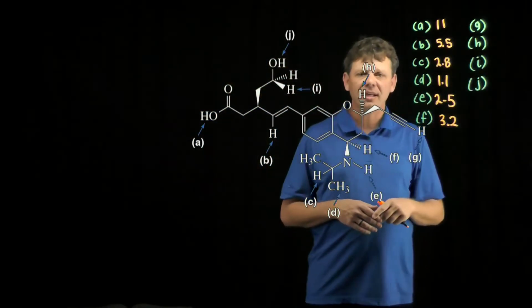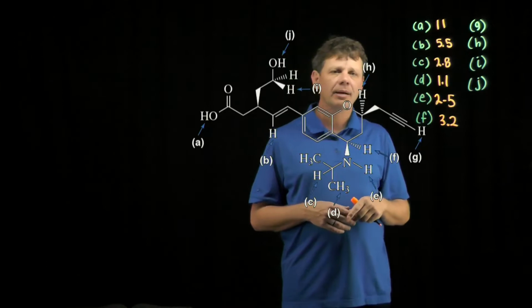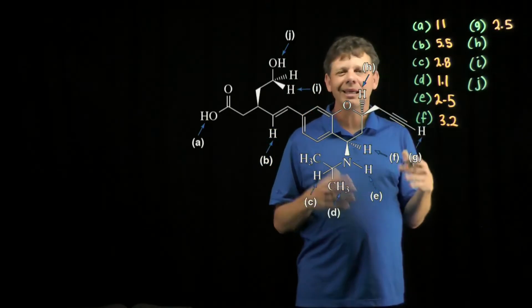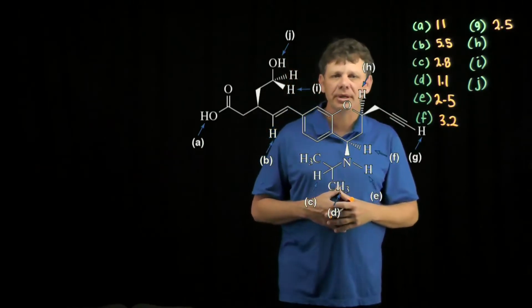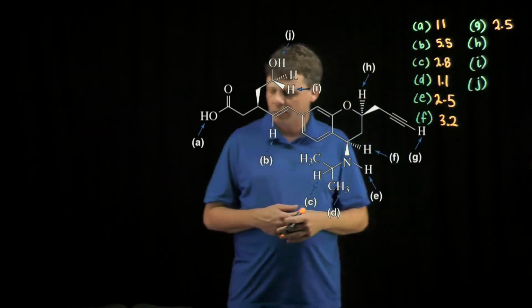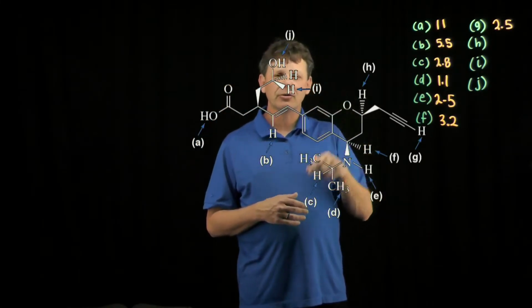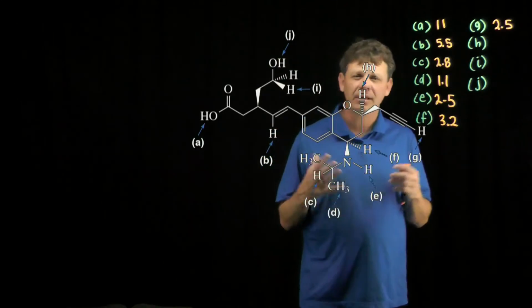G is an acetylenic hydrogen, so a hydrogen on an sp hybridized carbon. That's going to be around 2.5, let's say. Really anywhere between 2 and 3 is where we might expect to see it. So around 2.5. H is a hydrogen on a carbon directly attached to an electronegative atom, an oxygen.